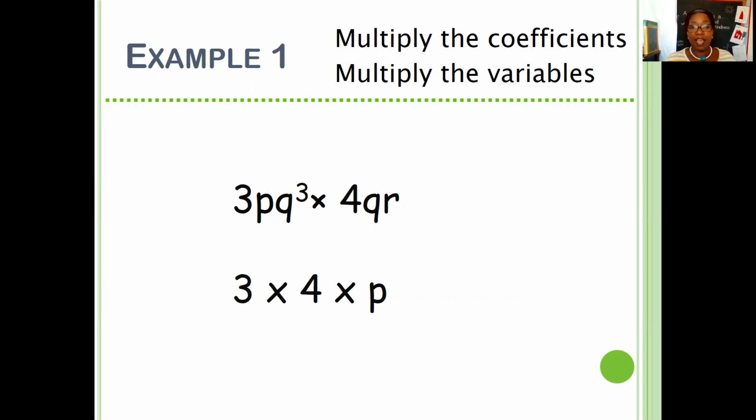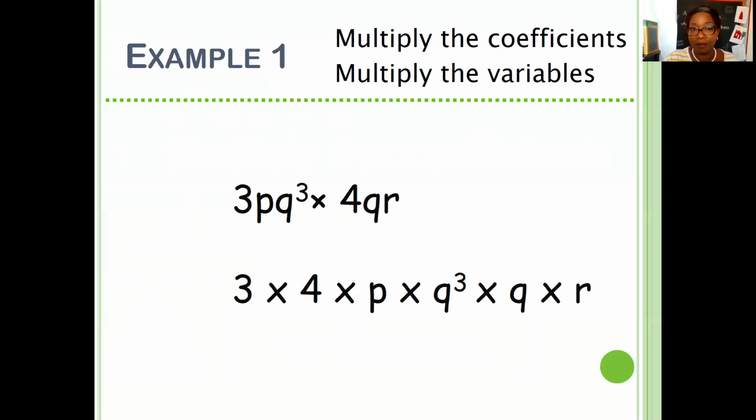So P, and there's only one P. That was easy. What's the next variable? Q. And we have two sets of Q's there. We have Q to the third power, and then we have that Q all by its lonesome self in the second factor. Do you remember what the exponent is when you don't see any? 1. Excellent. We have one more variable, R.